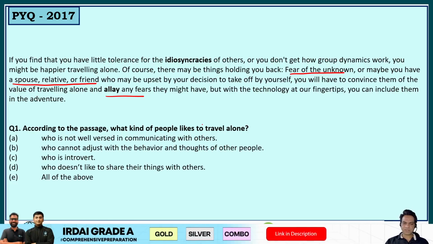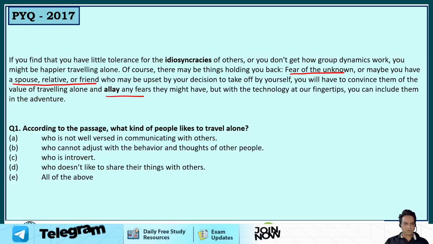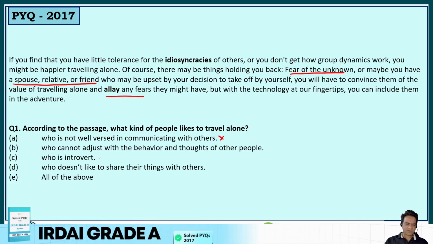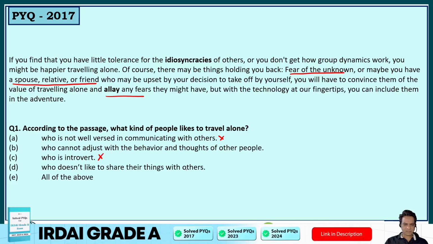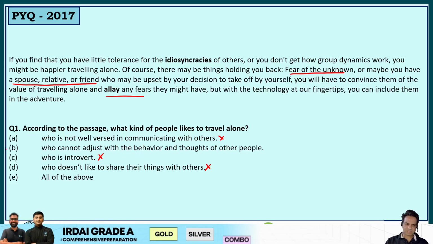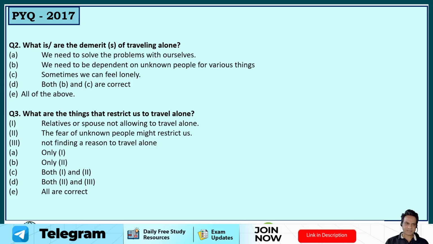According to the passage, what kind of people like to travel alone? Who is not well versed in communicating with others? No. Who can adjust with the behavior and thoughts of other people? No. Who is introvert? No. Who doesn't like to share their things with others? No. All of the above? No. I think those who cannot adjust with the behavior and thoughts of other people are the people who love to travel alone. So option B is your correct answer.